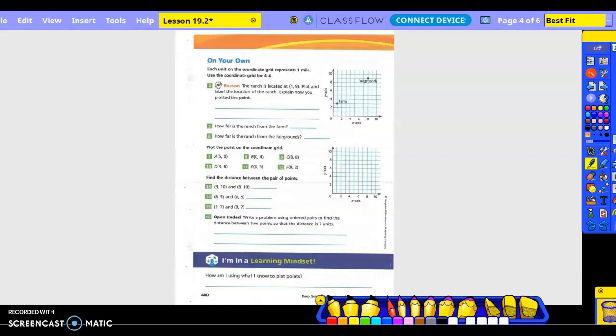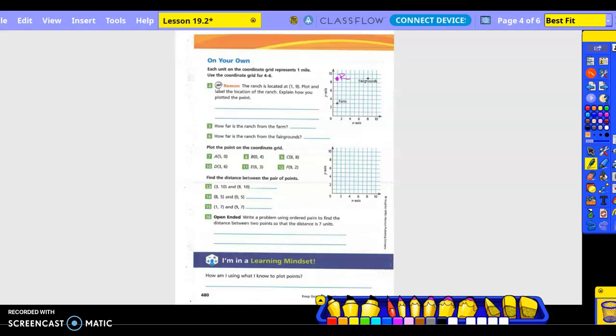Okay, we're going to start recording this. The recording may run out, but the whole page should be filled out. On your own, each unit on the coordinate grid represents 1 mile. Use the coordinate grid for 4 through 6. The ranch is located at 1, 9. Plot and label the location of the ranch. So we go over to the right 1 and go up 9. So here would be the ranch.